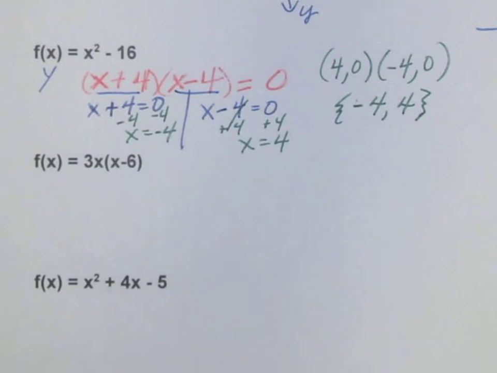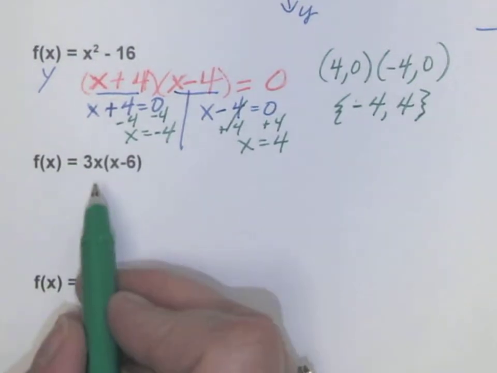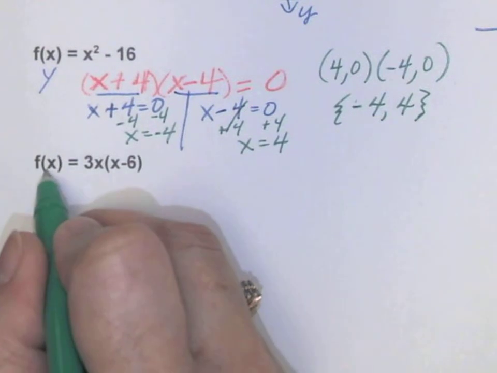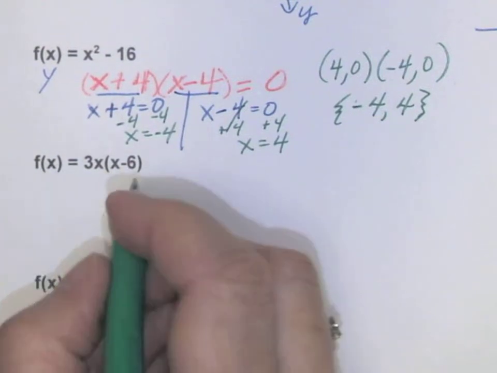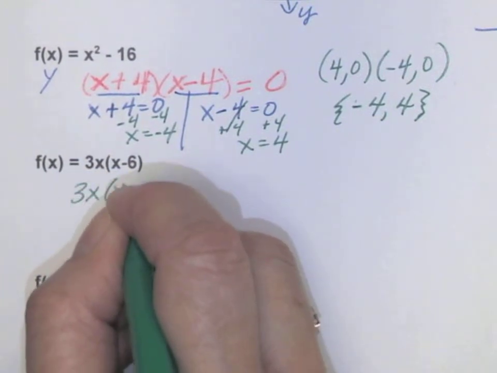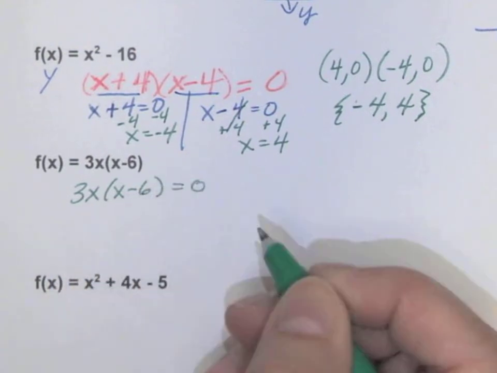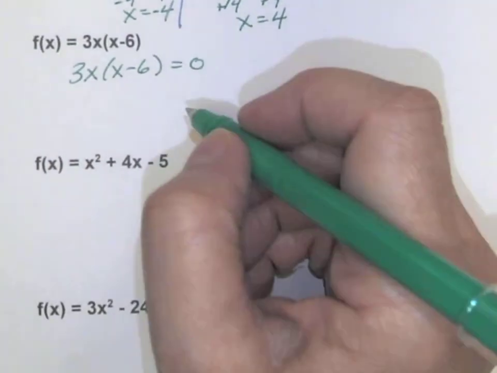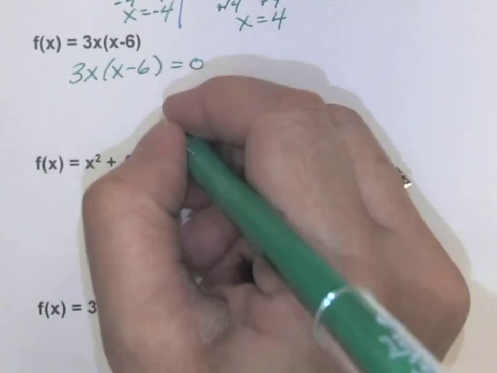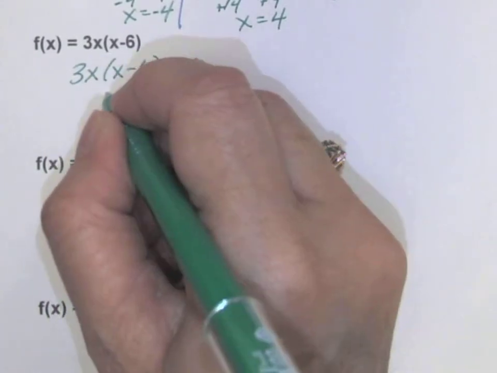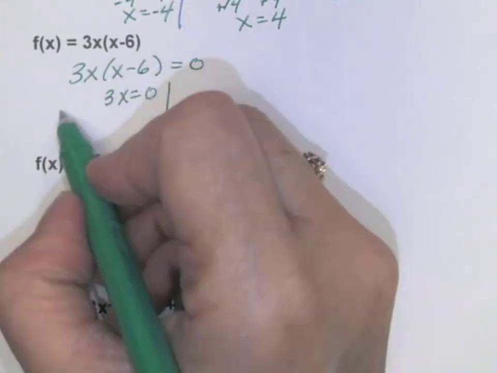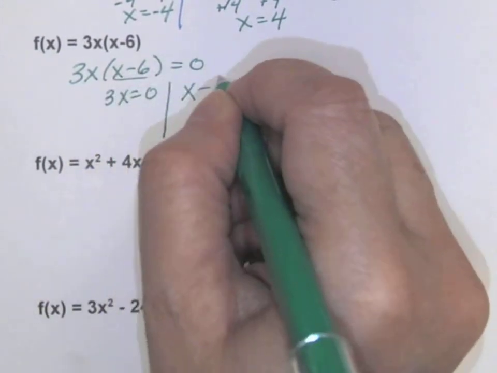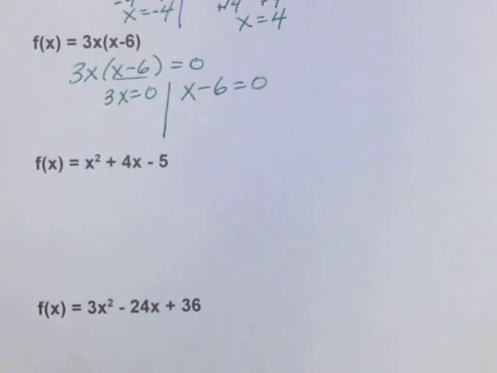So let's look at one that's already factored for us. This one, they took out a GCF, it's already factored for us. We want to know when the y, the output, is 0. So we're going to set it equal to 0, and if this is 0, I know one of the factors, or both of them, is 0. So I'm going to set up two equations. When is 3x equal to 0, because that's one of the things I'm multiplying, and when is x minus 6 equal to 0.